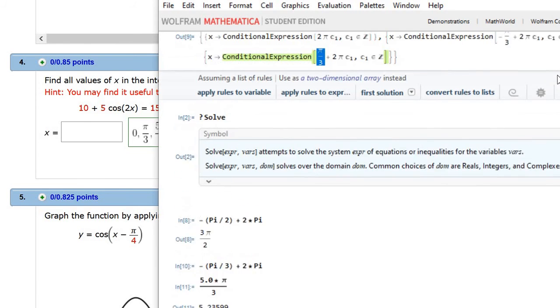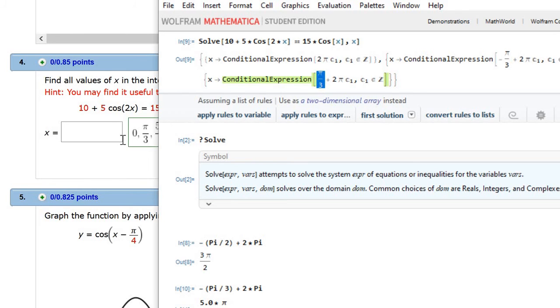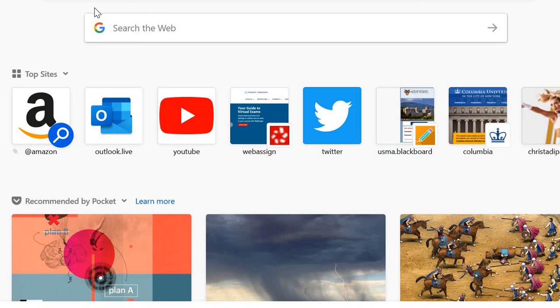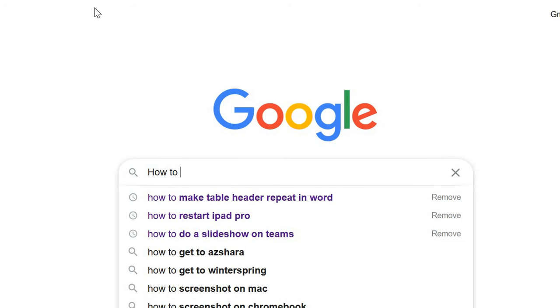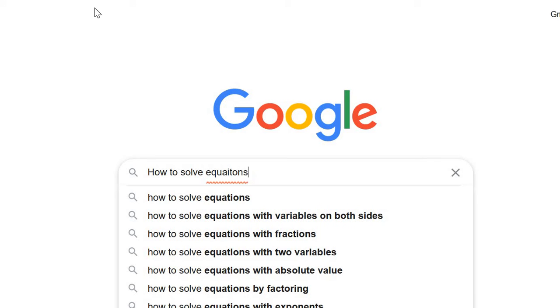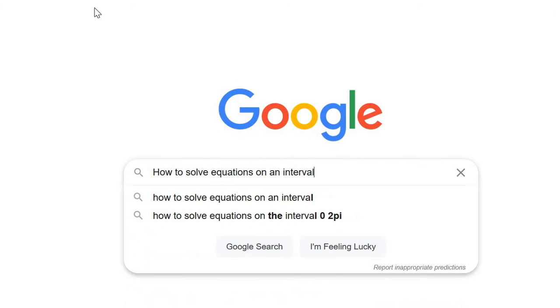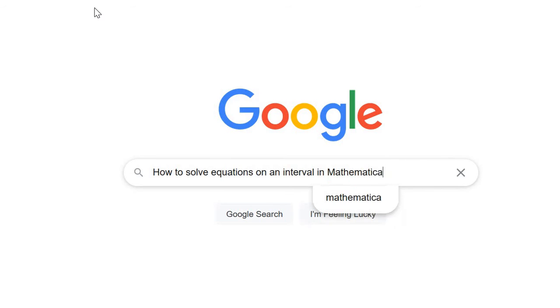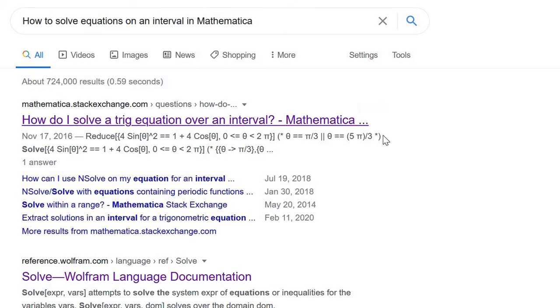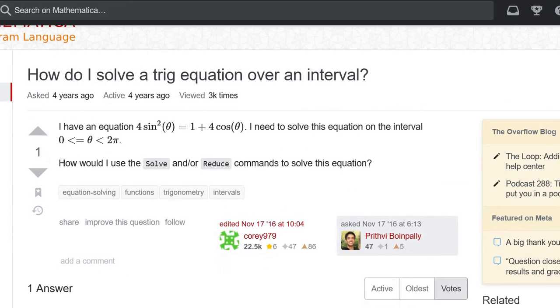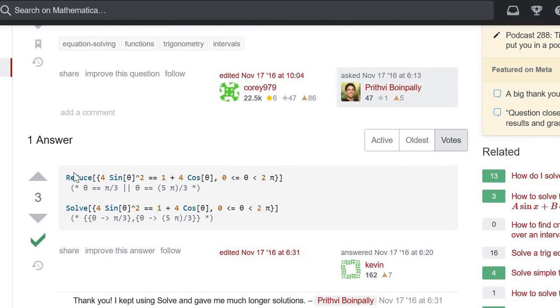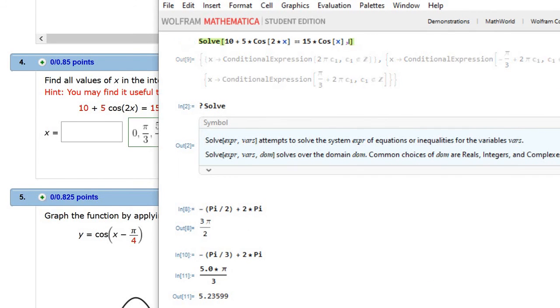And I think that should be it for difficulty. So basically you have to look at these answers. If I did the Google search and found a way to constrain that domain, we can quickly check that if you're willing to sit with me. Oh, other people have done that. Ah, there it is. How do I solve a trig equation over an interval? And here it is. Oh, look at that. The command is Reduce. Let's see what it does. Aha. So we can get the complete answer by doing that.